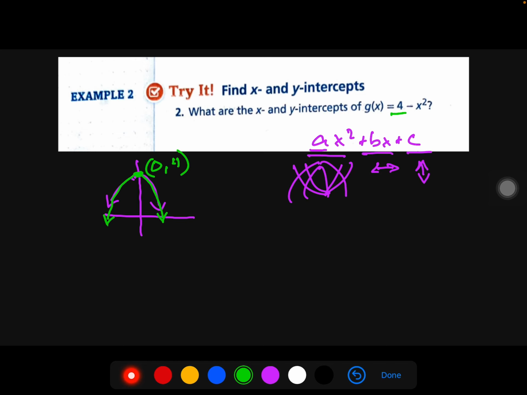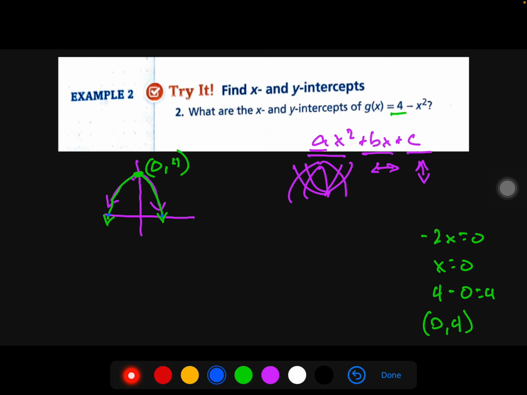And again, we can use calculus. We'd get negative 2x equals 0, and so x equals 0. That's on the y-axis, and then 4 minus 0 equals 4. And so our y-intercept is 0 on the x, 4 on the y. Now we need to find the x values here.